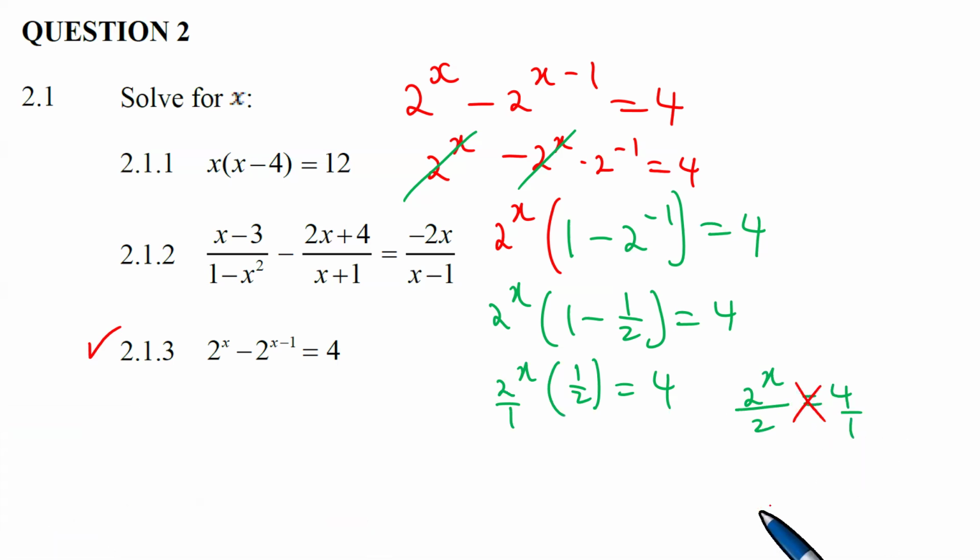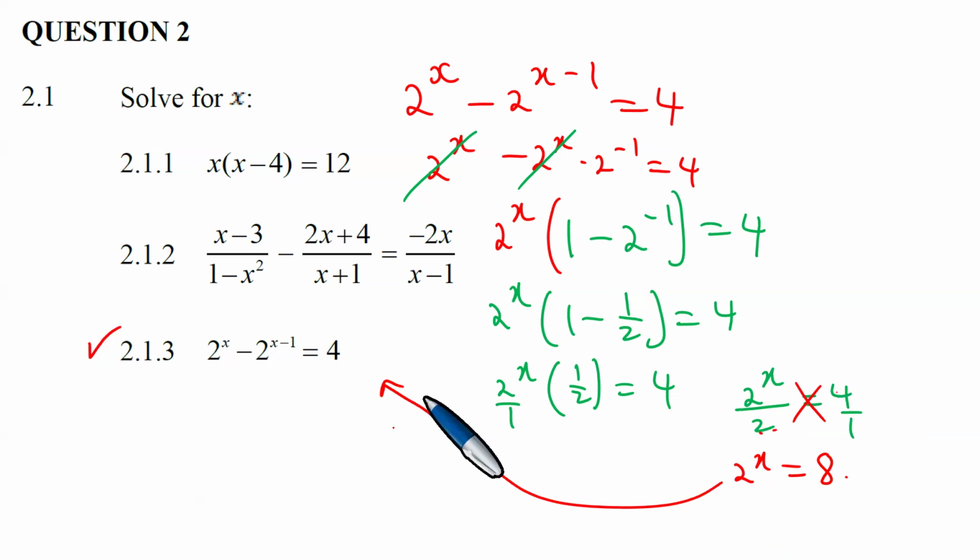You cross multiply. Then it's going to be 1 times 2 to the power of x, and 1 times 2 to the power of x is just 2 to the power of x. And then 2 times 4 is equal to what? It's equal to 8. Yes, if you cross multiply, 2 times 4 is 8, right? And then what do we do now?